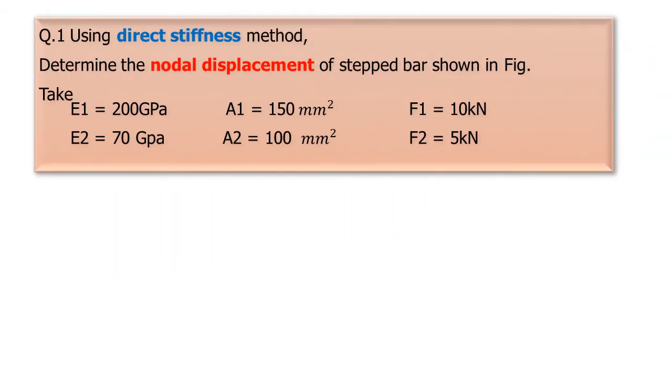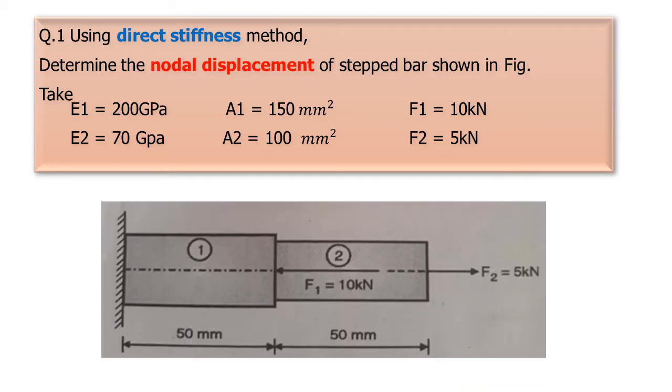Question: using direct stiffness method, determine nodal displacement of a step bar as shown in figure. Here we can observe that figure also. In this diagram we can observe there are two elements. For the first element length is 50 mm, for the second element also length is 50 mm.